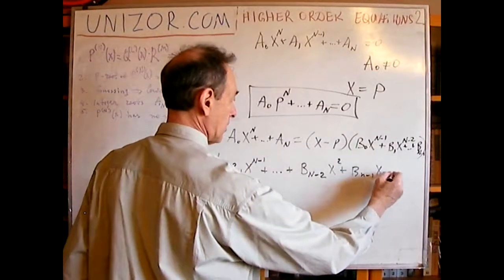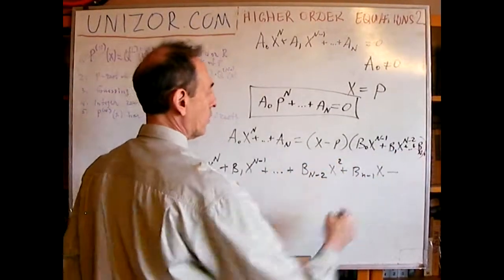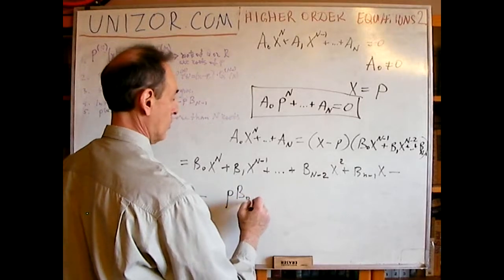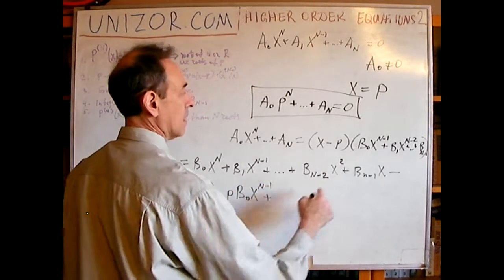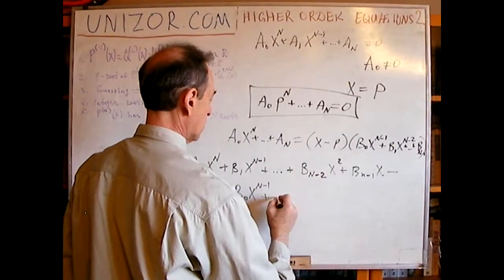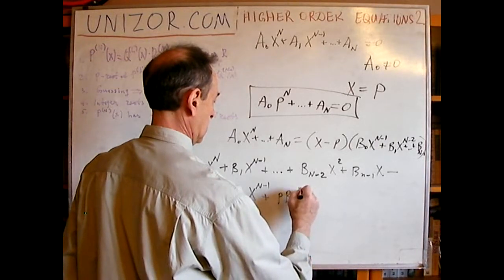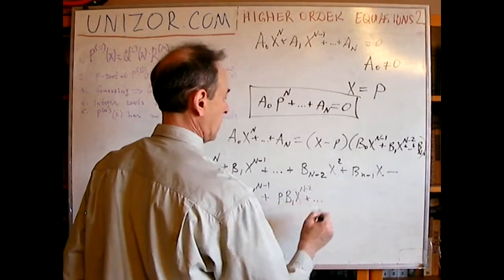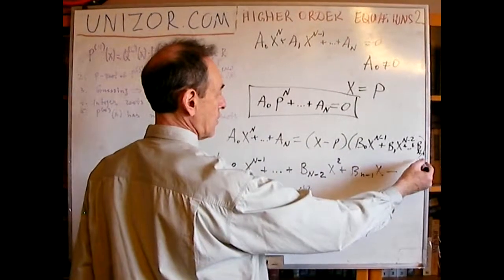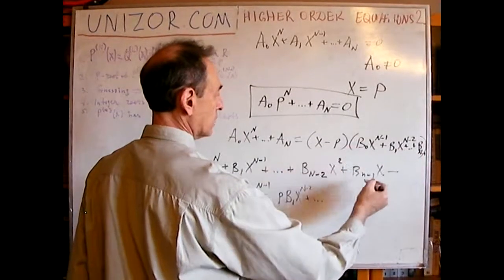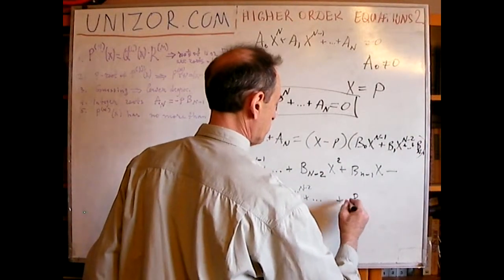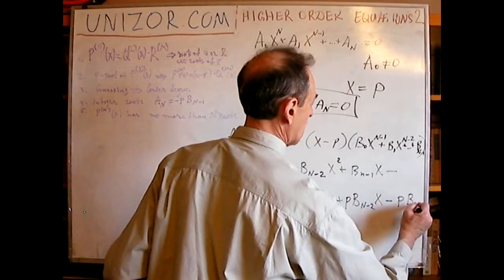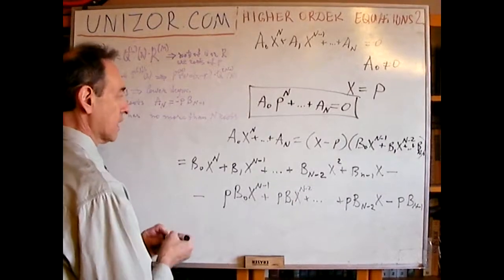Now minus p multiplied by all of them. So p multiplied by this would be p b0 x to the n minus 1 plus p b1 x to the n minus 2 plus etc. Now, the one before that was bn minus 2 x, so it would be here p bn minus 2 x minus p bn minus 1. So that's the result of multiplication.